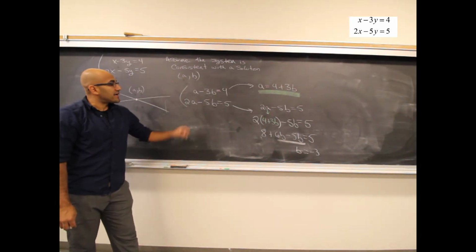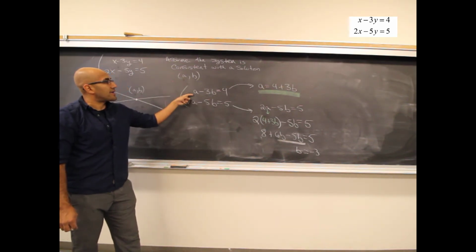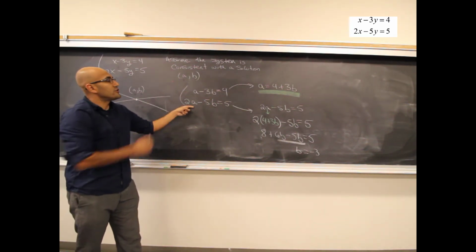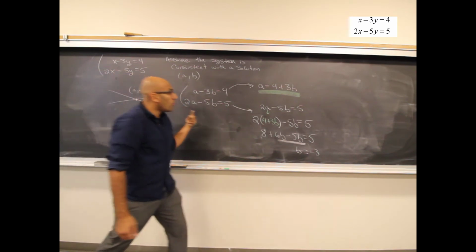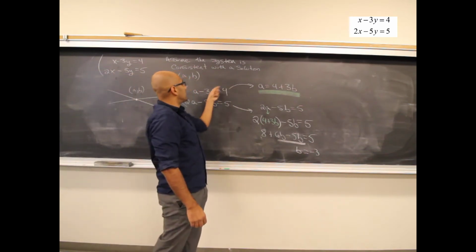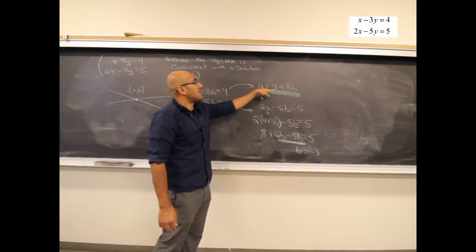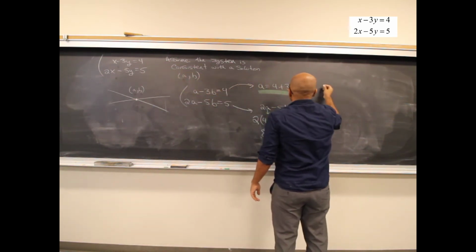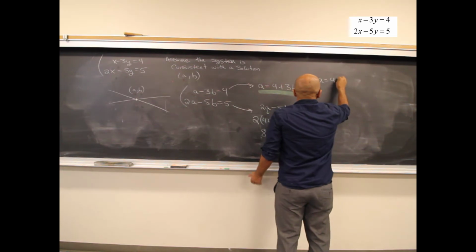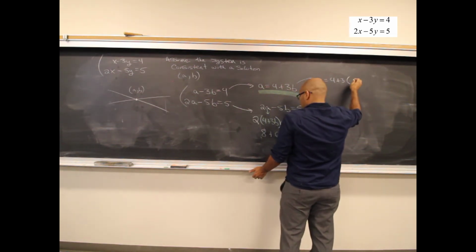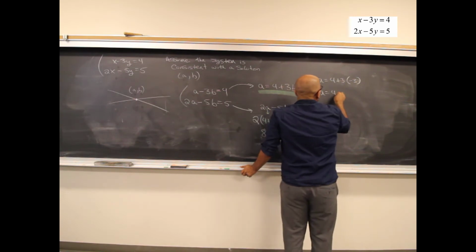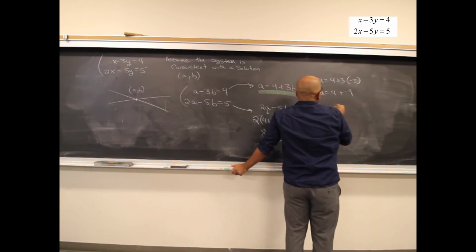Good. And once I have the value of B, I can go back and use either of the original equations and my newfound value of B, or I could use this equation since I did solve for A this way. A equals 4 plus 3B. So I'm just going to go ahead and use that one right there. So A equals 4 plus 3 times B, and B we discovered was negative 3. So A equals 4 plus negative 9, or A equals negative 5.